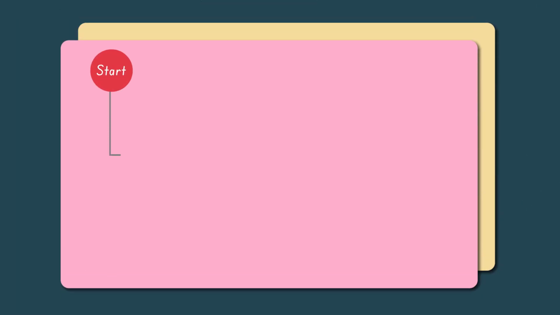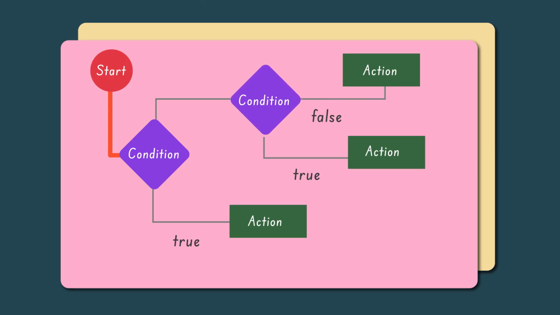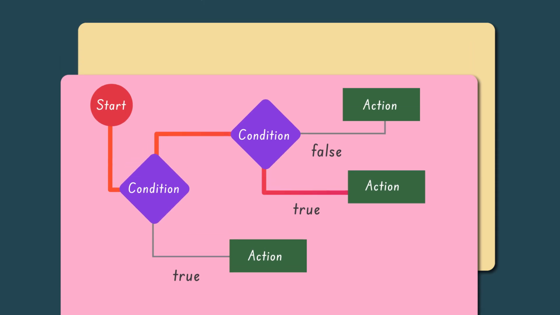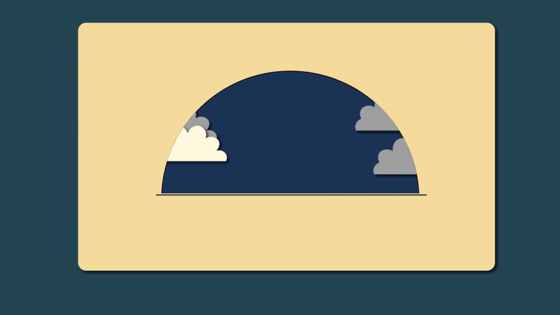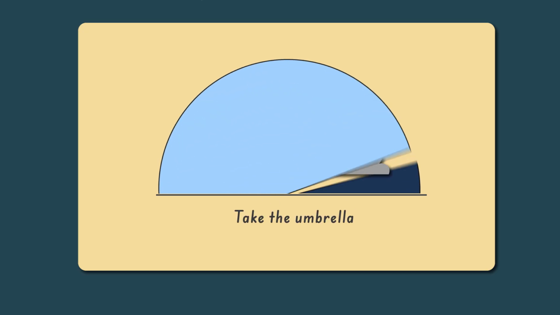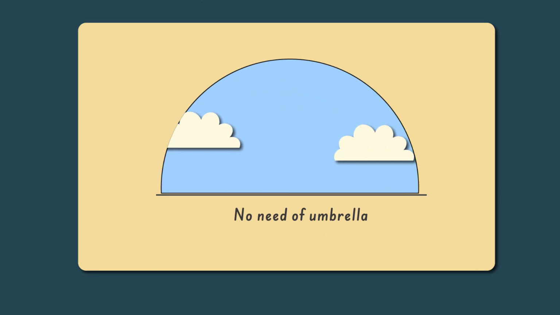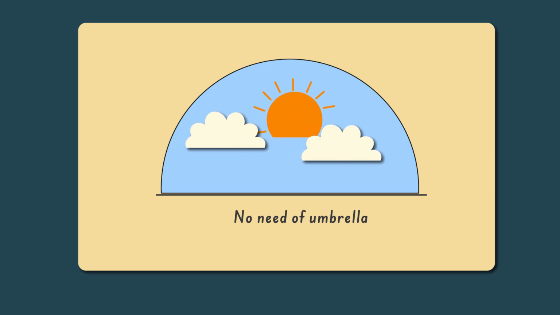Decision making in programming means choosing different paths of execution based on conditions. It is very similar to how we humans make decisions every day. Before stepping out, check if it is raining. If yes, then take the umbrella, otherwise, we don't need an umbrella. Programs do the same thing but using conditions and logical checks.